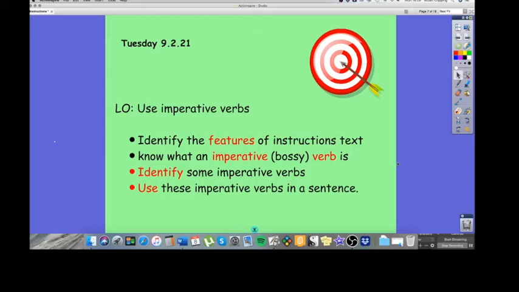The second part uses the imperative verb sheet, which is also in your pack, and we'll talk a bit more about imperative verbs in a minute. Very little writing today, you'll be happy to know. So let's get on with doing the features of an instructions text.